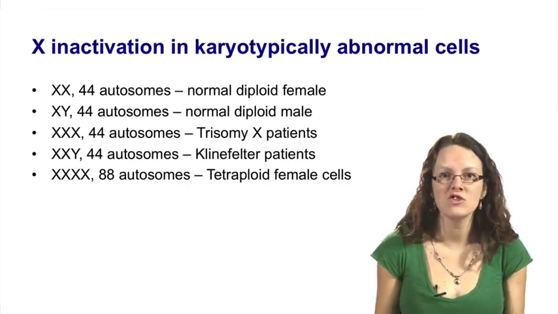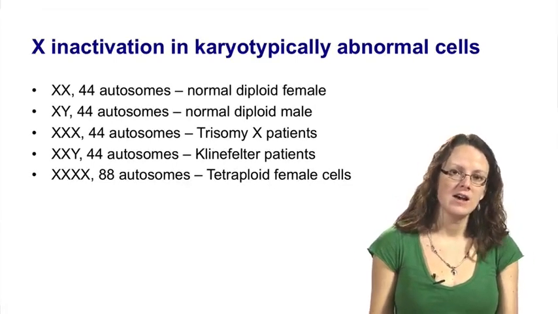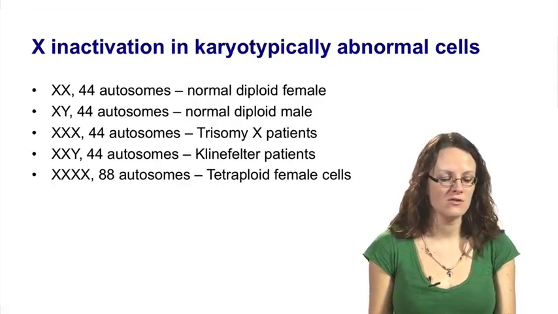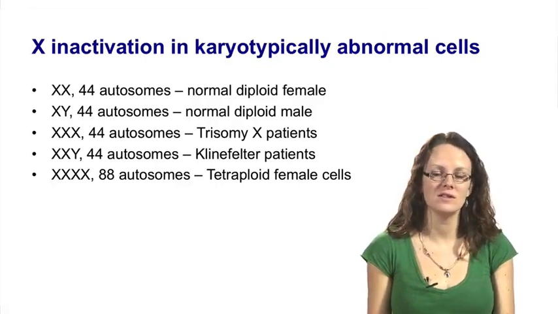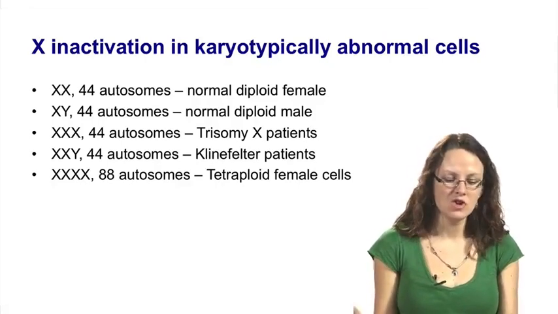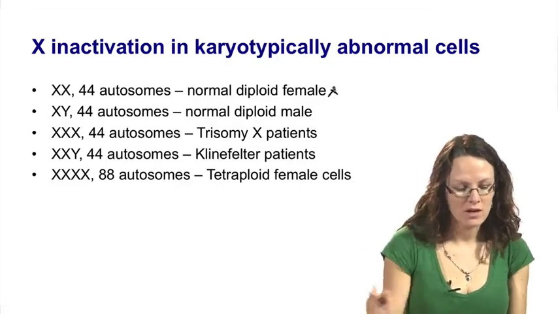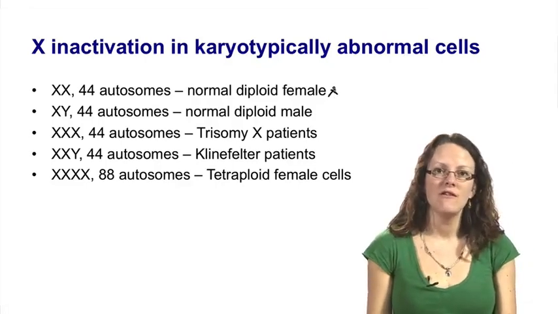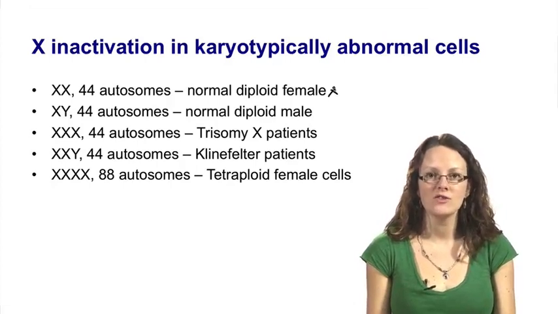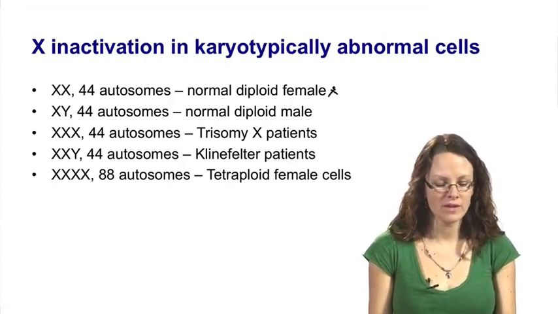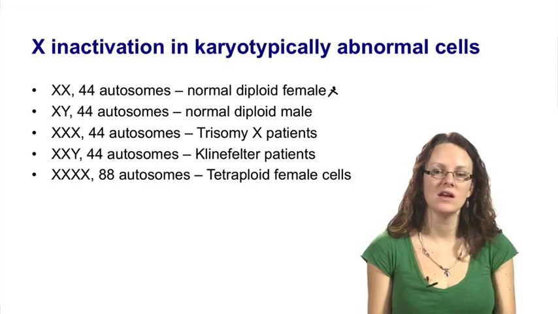So let's think about the two normal cases first. We know that in female mammals you have 2 X chromosomes and 44 autosomes. This is in a human. This is a normal diploid female. In normal males you have 1 X chromosome, 1 Y chromosome, and still 44 autosomes. But then there are different cases where this is not the case. We have an abnormal number of sex chromosomes, or X or Y chromosomes.